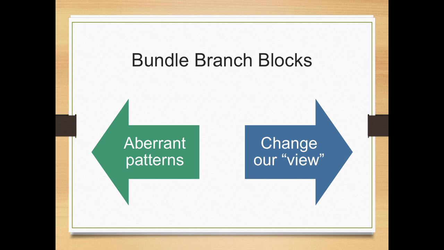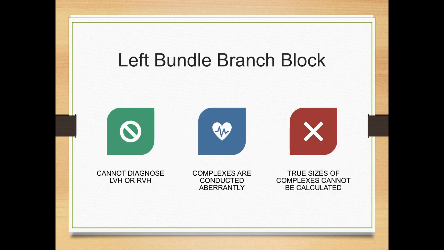Because bundle branch blocks make for funky, weird looking 12 lead EKGs. Bundle branch blocks create these weird, aberrant patterns and really change our view. So we're looking through a window and we think we see something, but maybe we don't quite see that something. We're not seeing the thing that we think we're seeing with bundle branch blocks. Because of these really weird, funky, aberrantly conducted complexes, that's why we started with blocks and not with hypertrophies. So we're going to look for blocks before we look for hypertrophy.